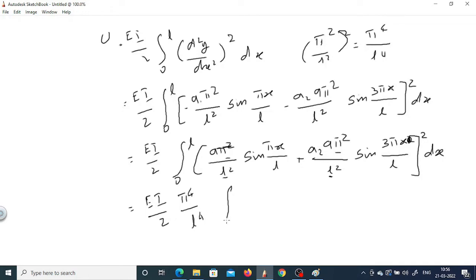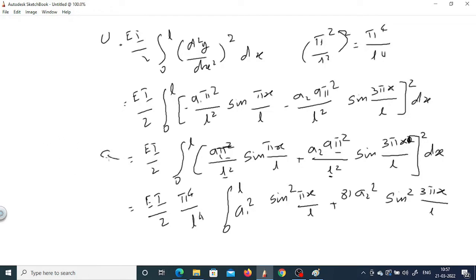Likewise, after that the terms from 0 to L. The first term is a1 and the second term is a2. So here a1 square sine square pi x by L plus 9 squared, which gives 81, a2 square, and sine square 3 pi x by L. The term here can be written as a plus b the whole square, so I can write the equation like this. The term looks like a plus b whole square, which can be written as a square plus b square plus 2ab.